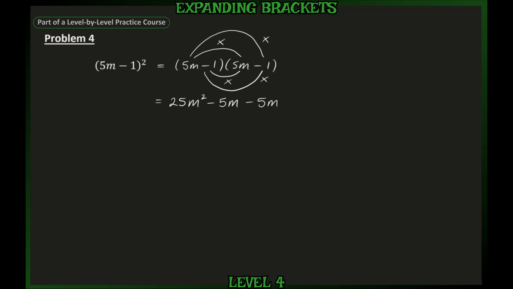So we have to be extra careful here because two minuses multiply to give a positive, and 1 times 1 gives us 1. We can now simplify by collecting together the like terms, which are minus 5m and minus 5m, and so we have 25m squared. Minus 5m gives us minus 10m, and we have a plus 1 on the end. So 25m squared minus 10m plus 1 is our final answer to problem 4.